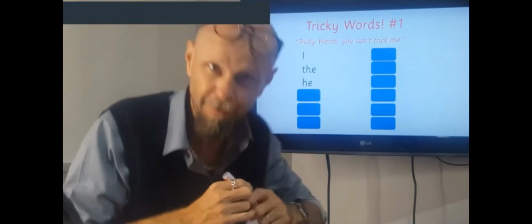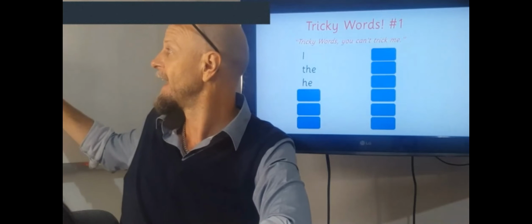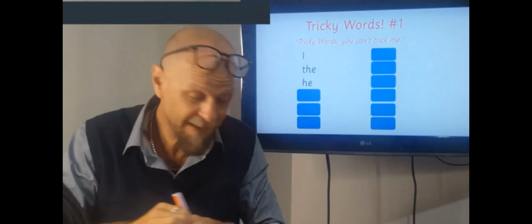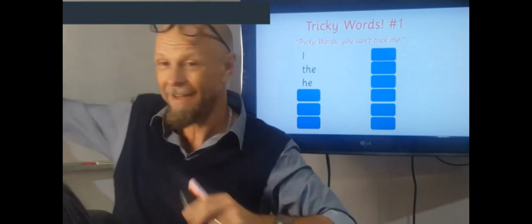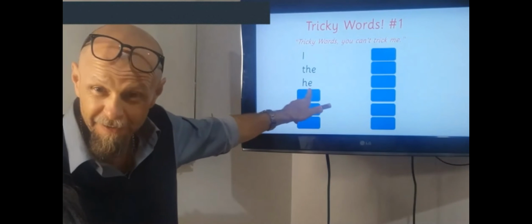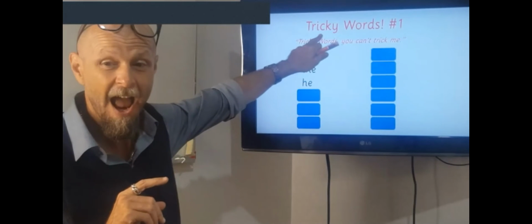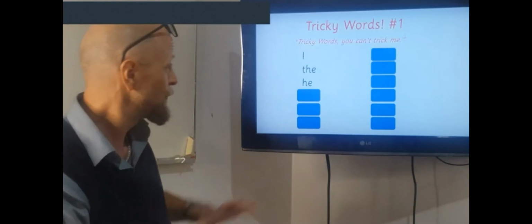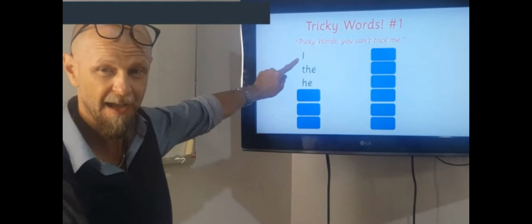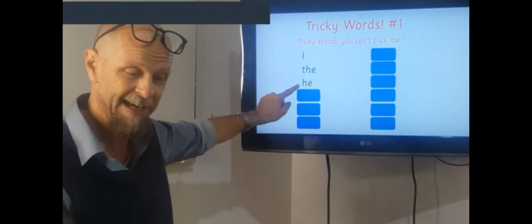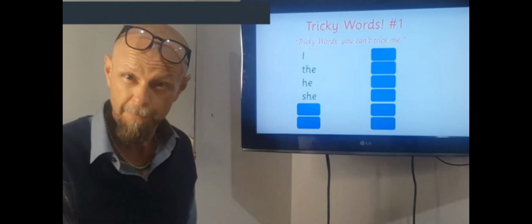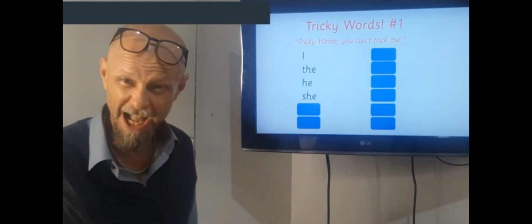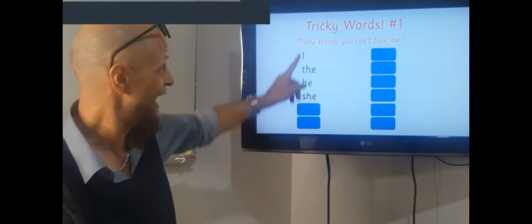We should write this, shouldn't we? We should write it that way. He. But we don't. We don't write it that way. We write it like this. Because it's a tricky word. You can't trick me. Repeat after me. I. The. He. Oh. Not she. Why is it not she? Because it's a tricky word.